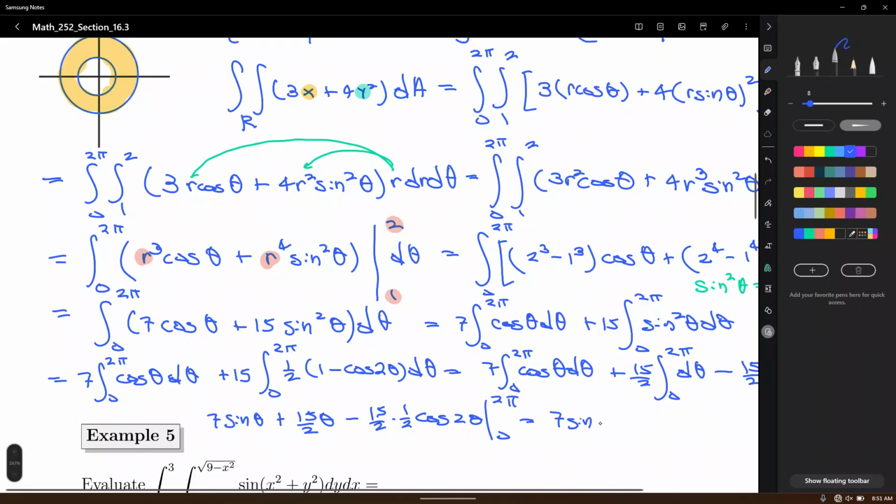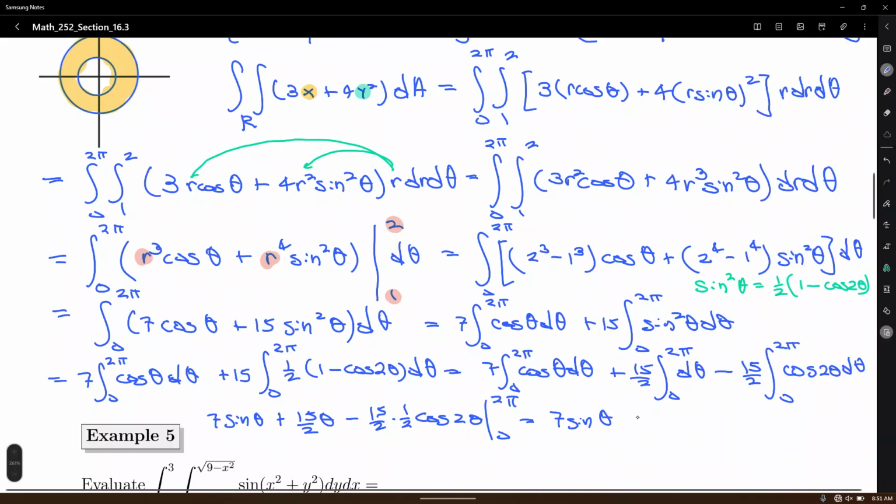7 sine theta plus 15 halves theta minus 15 fourths cosine 2 theta from 0 to 2 pi. Okay? Upper limit minus lower limit. So, here is the thing. Notice 0 and 2 pi are going to output the same values for the sine and cosine function, right?